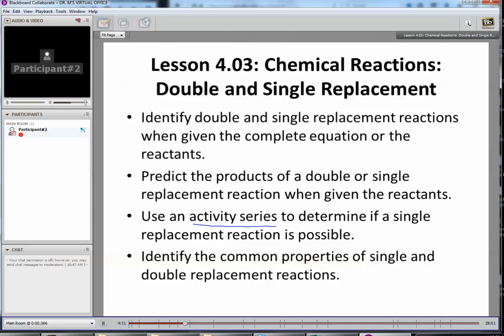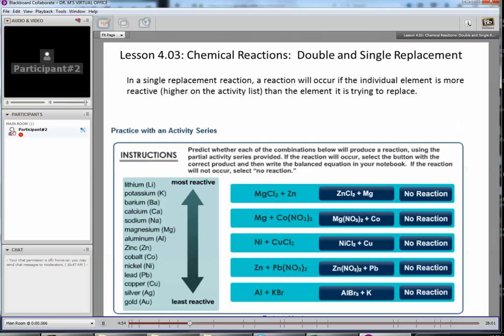If you haven't put the activity series in your notes already, this would be a good time to go ahead and add that so you don't have to look back for it or search for it. You just want to have it so it's nice and easy to use for that. And we want to identify some of the commonalities between single and double replacement reactions for this lesson. So moving on to some examples here.